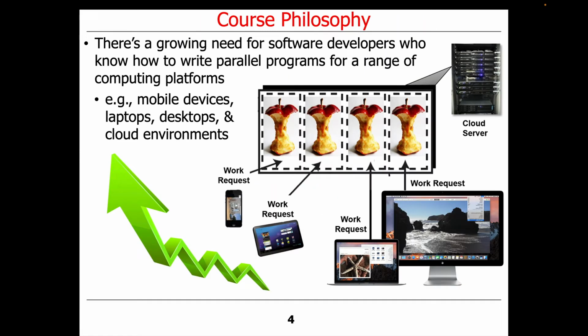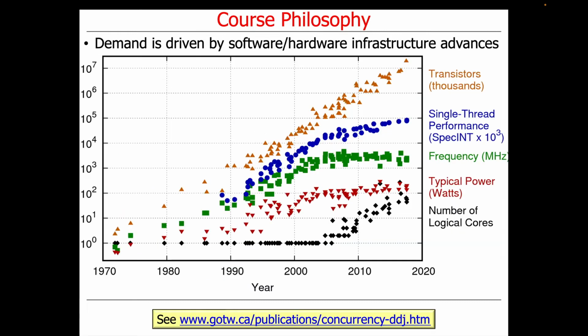It's probably very clear from taking a look at job postings, articles in the trade press, and other sources that there's a growing need for software developers who have skills that enable them to write parallel programs for a wide range of computing platforms, including mobile devices, laptops, desktops, cloud environments, and everything in between. This demand is driven by various advances in both software and hardware.